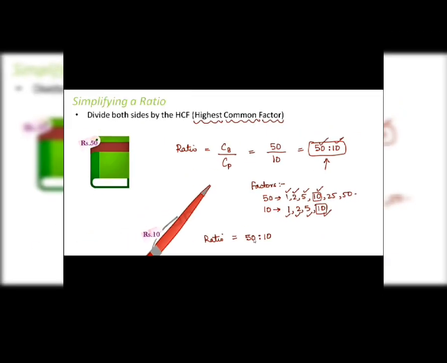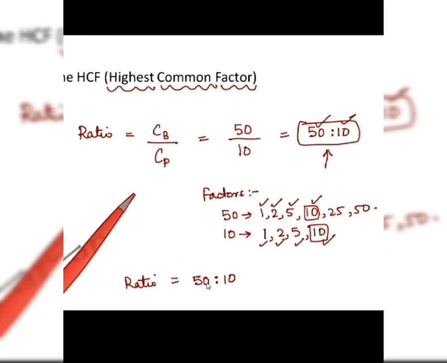So they are not in the simplest form because there are so many common factors other than 1. Simplest form means there should be no common factor other than 1. Whenever two numbers in a ratio have a common factor other than 1, the ratio is not in its simplest form. Then we have to bring it to its simplest form.